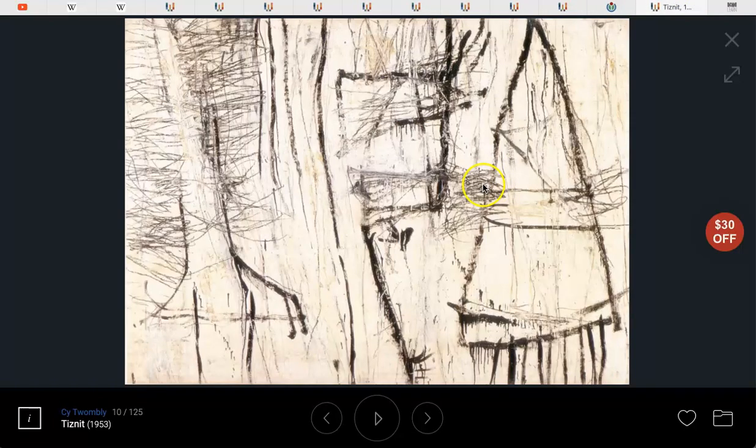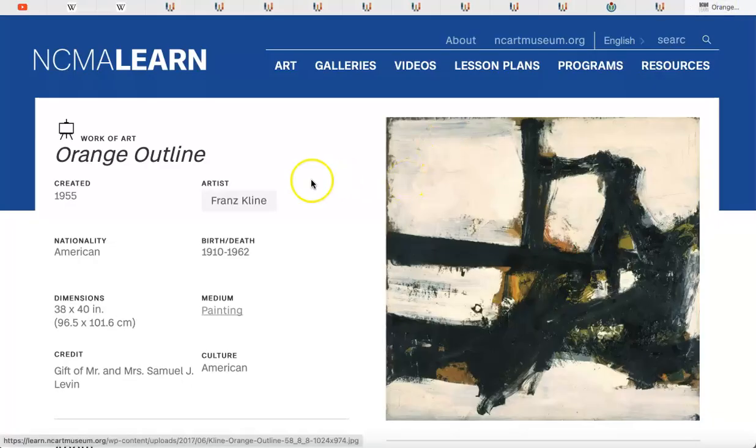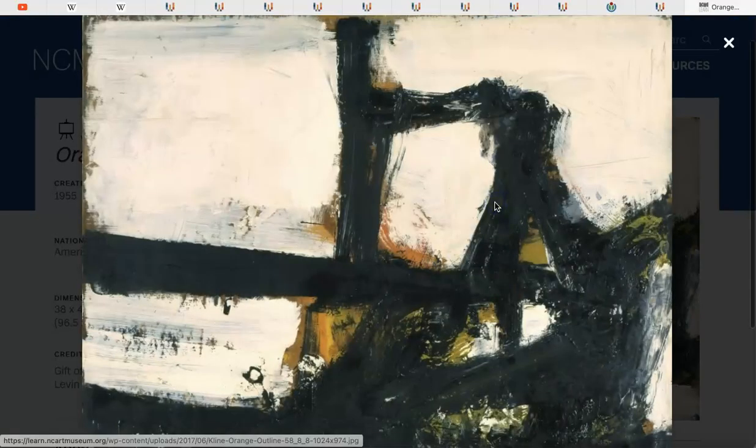This is Cy Twombly, 1953. This is another abstract expressionist. This is one of my favorites, Franz Kline, 1955. This one is called Orange Outline. Look at it. I think we could do this. I really do.